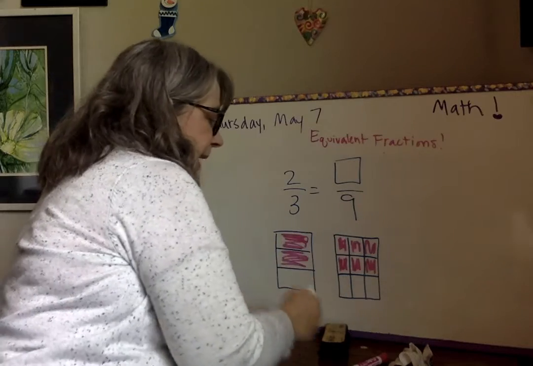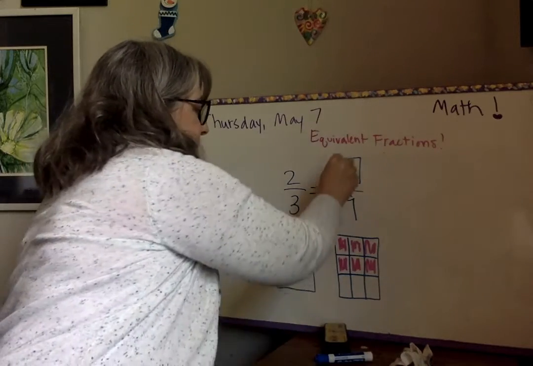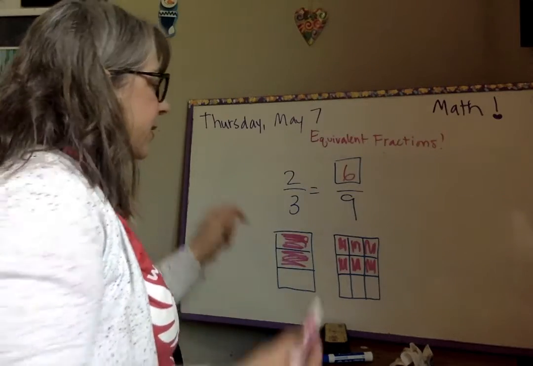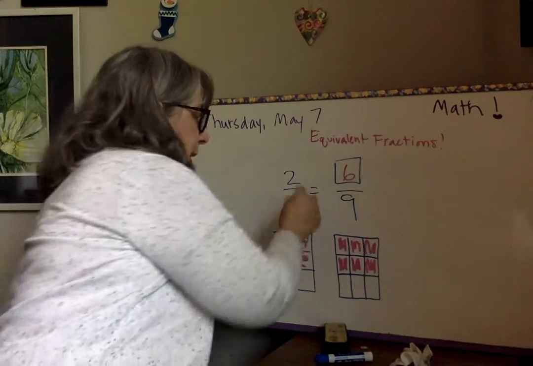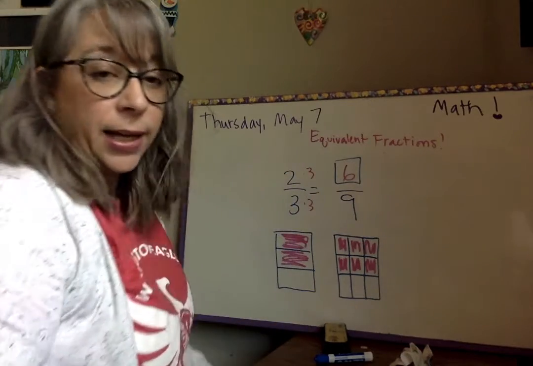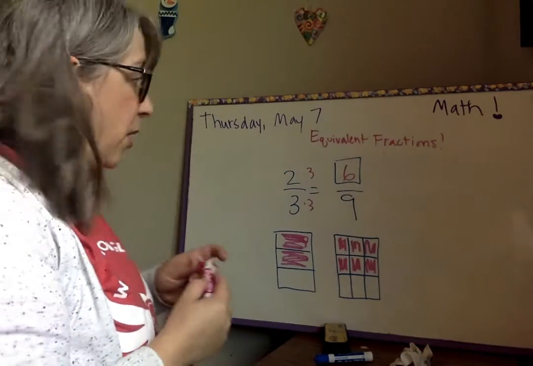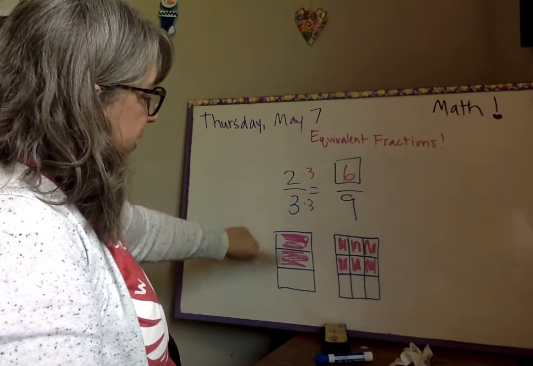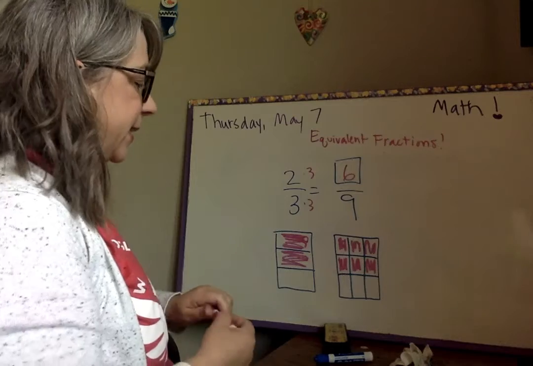All right, so we're saying that 2 thirds is equal to 6 ninths. Well, let's think. What times 2 is 6? 3. 3 times 2 is 6. Is 3 times 3 9? Yes, 3 times 3 is 9. So that is correct. So here is our 2 thirds is equivalent to 6 ninths.